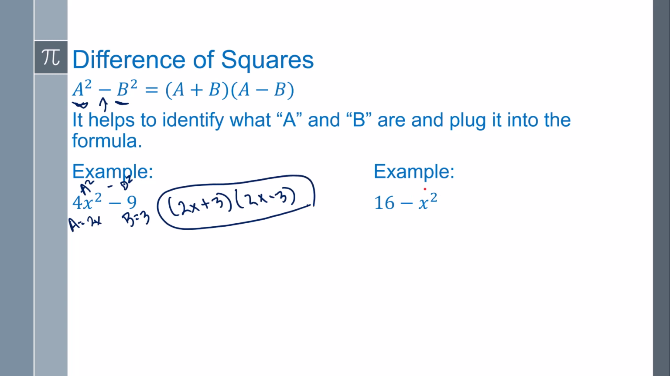Same thing here. If this is a squared minus b squared, the square root of this, a is 4, b is x, a plus b, a minus b.